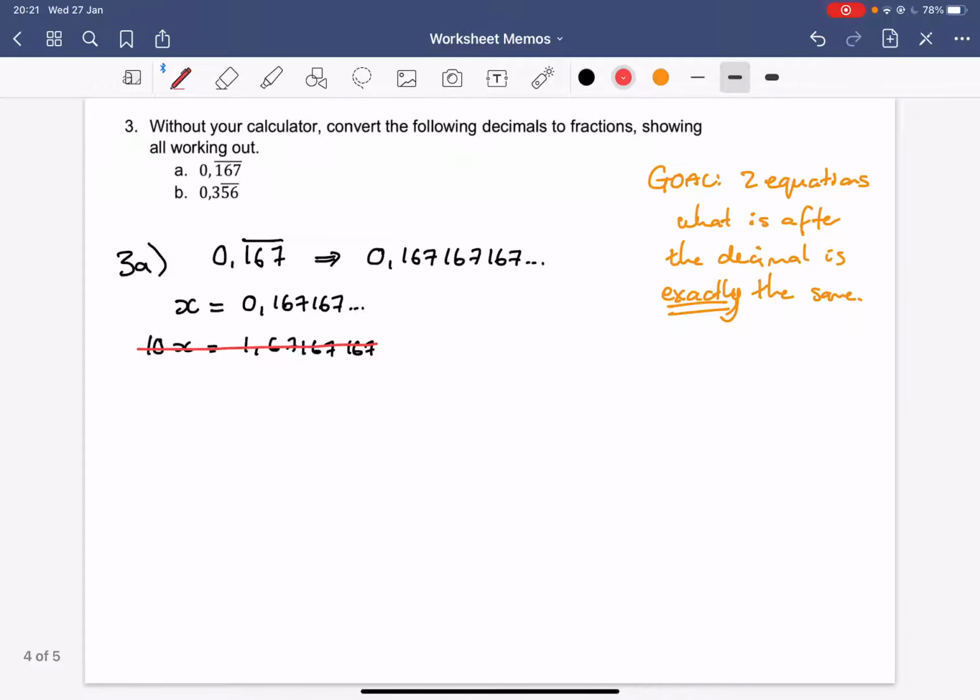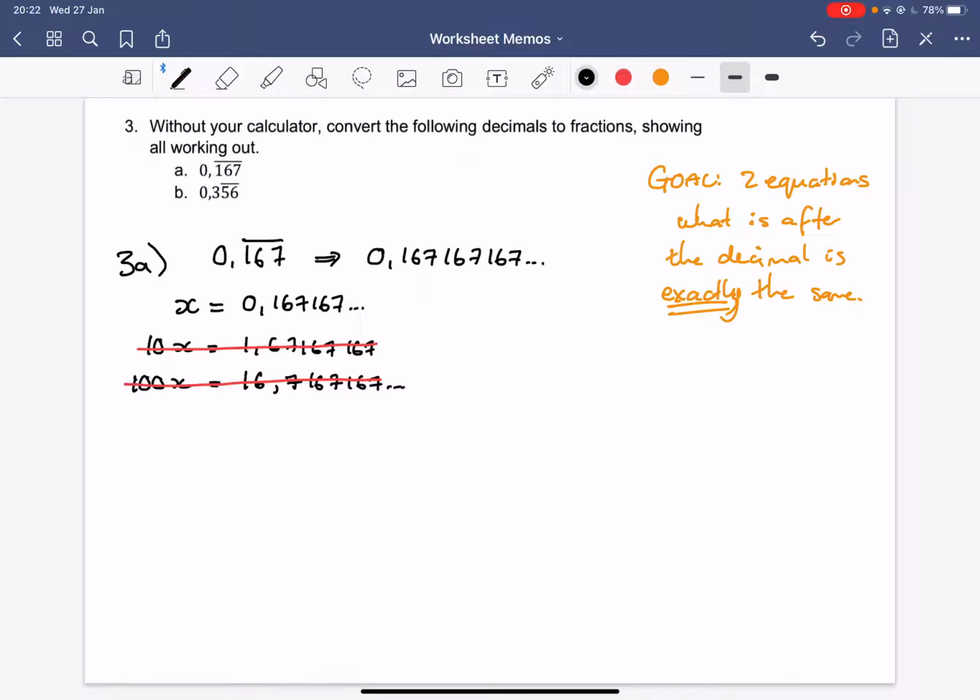If I multiply this initial expression over here by 100, I'm going to get 100x is equal to 16.7167167. Once again, here I start with 167 after the decimal. Here I start with 716. So it's not the right one, because what is after the decimal is not exactly the same.